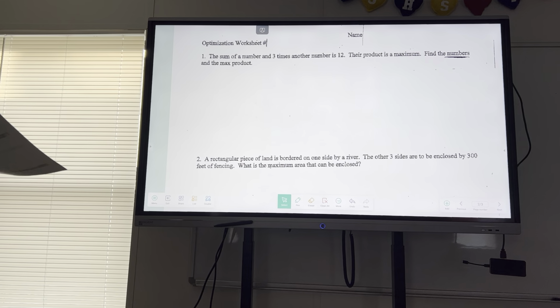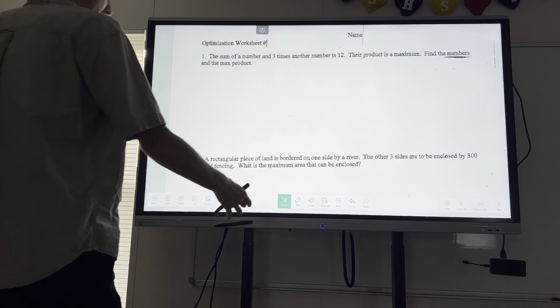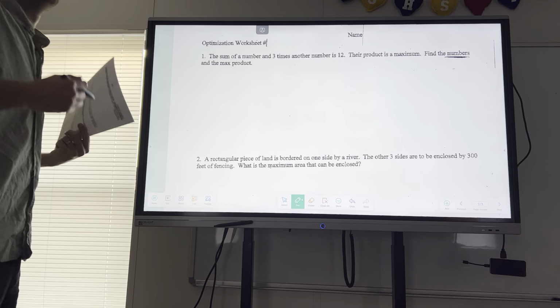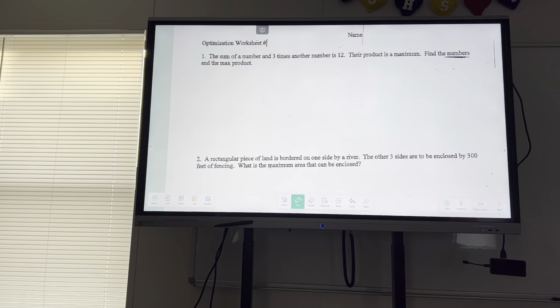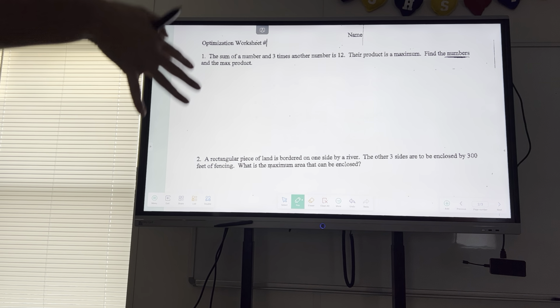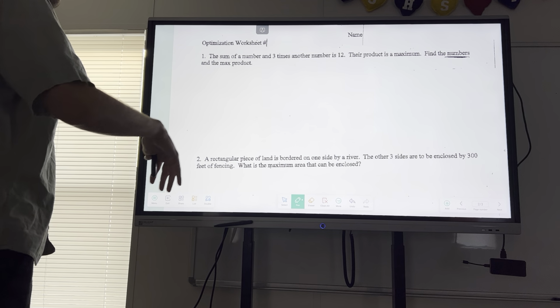All right, optimization. Our goal is to figure out either the maximum or the minimum of whatever it is. We're going to use two formulas, use a little bit of substitution, make sure we answer the question. And we're always looking for that stationary point: take the derivative and set it equal to 0.